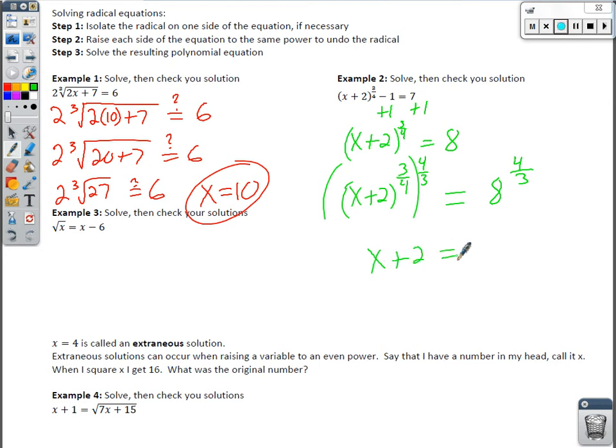On the right side, we have 8 to the 4/3. That's 8 to the 4th, and then the cube root of that. Or again, we can do it in the other order. We could take the cube root of 8 and take that to the 4th. And actually, I'm going to do the second one there. I like to take the roots first because then you can work with smaller numbers. So the cube root of 8 is 2. So that's 2 to the 4th, which is 16. So we have x plus 2 equals 16. Subtract 2, we get 14. Now, let's check that solution.